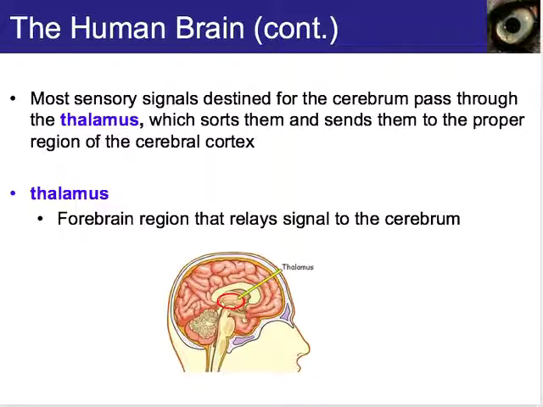Most sensory signals destined for the cerebrum must pass through something called the thalamus, and here's where the thalamus is in the middle of the brain. And this sorts them and sends them to the proper region of the cerebral cortex. Think of it as like a traffic cop who's conducting traffic. Your thalamus is what is going to be sorting all sorts of sensory information that your body is taking in. So the thalamus is the forebrain region that relays signals to the cerebrum.